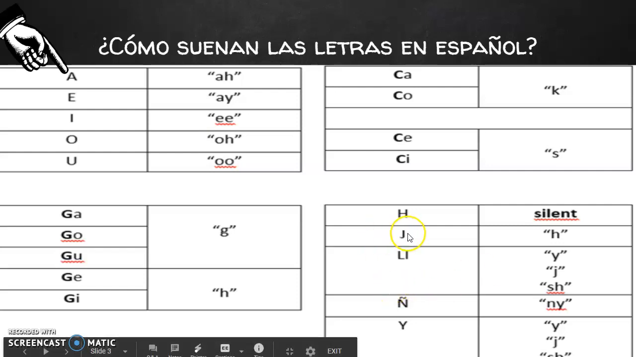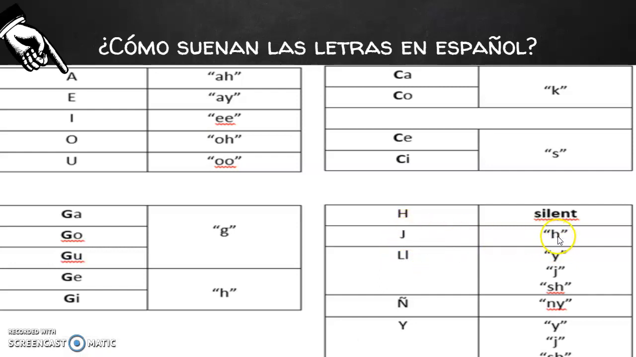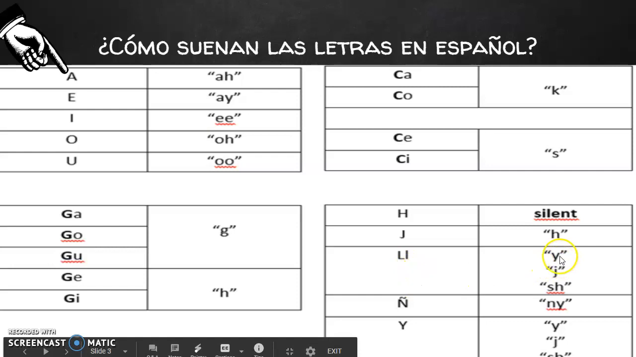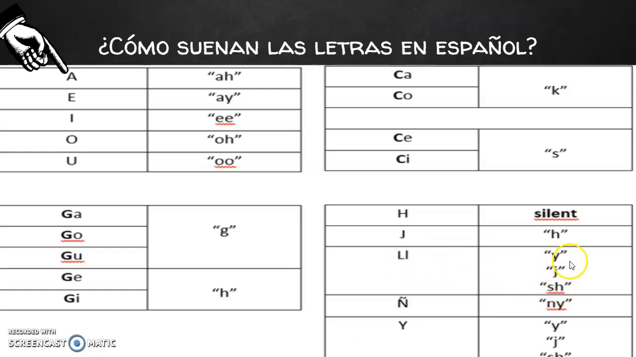Now the J in Spanish is always going to sound like our English H, as in jalapeno. The double L, so whenever we have two letter L's in a word, there are three different ways this may be pronounced. It will be a y, a j, or a sh. For example, saying my name is, me llamo.